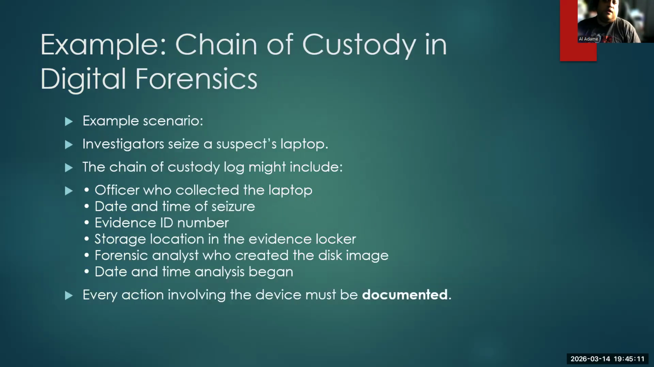Example scenario: an investigator seizes a suspect's laptop. Chain of custody logs might include the following. Officer who collected the laptop, date and time of seizure, and place. Evidence ID number, which will be unique. Storage location in the evidence locker. So it could be, I don't know, shelf 2, row 3, bin 5. Forensic analyst who created the disk image. Bob decided to work on it on a certain day, and the time analysis began. It's logged. Every action involving the device must be documented. That's why it's bold. They're trying to drive the point home, guys.